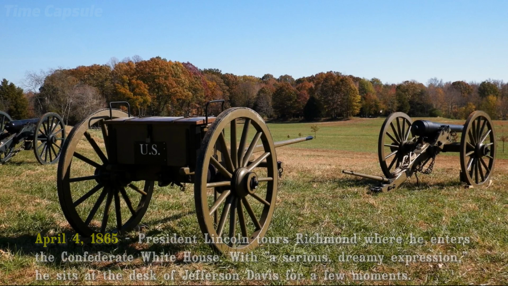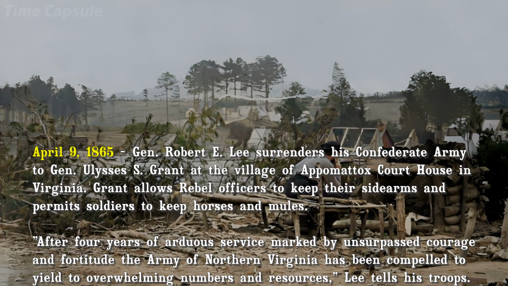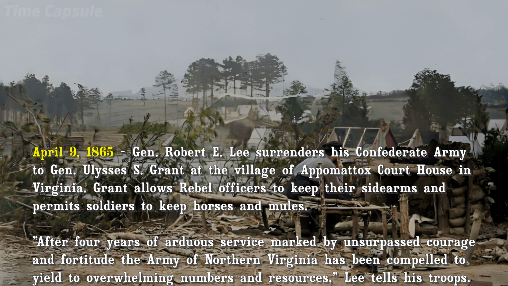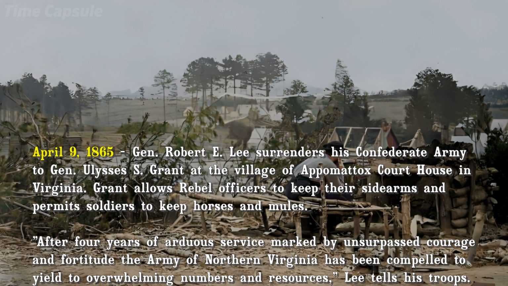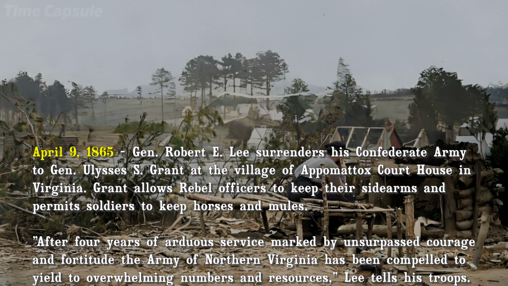April 4, 1865. President Lincoln tours Richmond, where he enters the Confederate White House. April 9, 1865. General Robert Lee surrenders his Confederate army to General Ulysses Grant at the village of Appomattox Courthouse in Virginia. Grant allows rebel officers to keep their sidearms and permits soldiers to keep horses and mules.